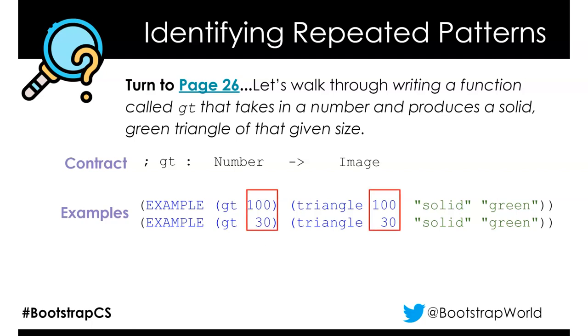So here are the things that changed in those, which is the size, right? So the size, when we look through these examples, we'll talk about what thing actually changed. And we know that triangle has a function name of triangle, has a size, has a style that's a string, has a color that's a string. Well, these were all the same. The thing that changed was the size.